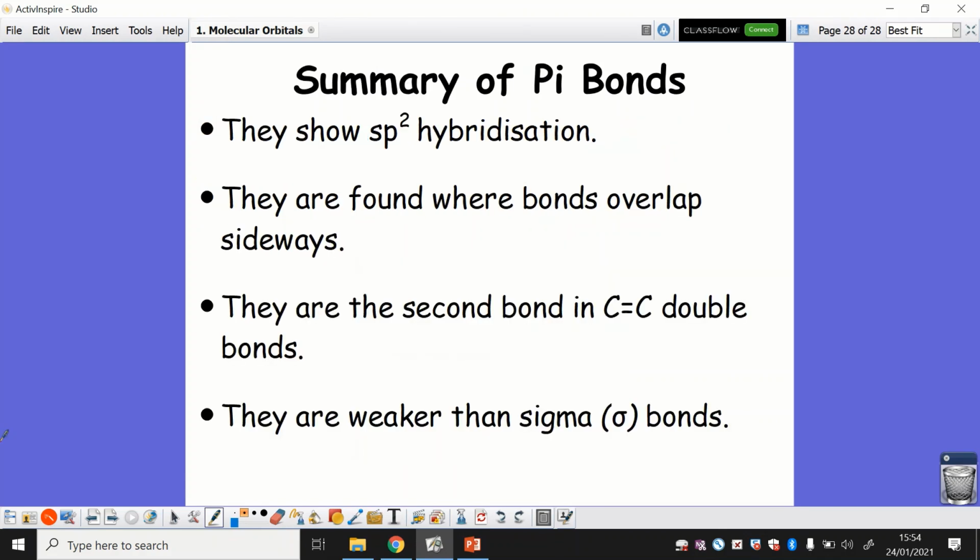Right, just to finish then, a summary of pi bonds. They show sp2 hybridization, which is the combination of 1 s orbital and 2 p orbitals. Remember, in carbon, that leaves an unhybridized p orbital as well, that gives rise to the pi bond. They are found where bonds overlap sideways, so on top of each other. They are the second bond in a carbon-to-carbon double bond, and they are significantly weaker than sigma bonds.